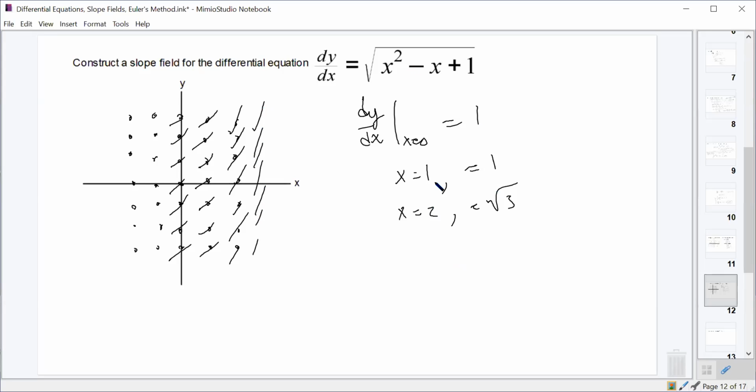And the larger x values we plug in, this x squared starts to dominate the minus x plus 1 quite significantly, and we just get super steep slopes. So as x goes towards infinity, our solution to this differential equation is increasing, not exponentially necessarily, but very rapidly. Good?